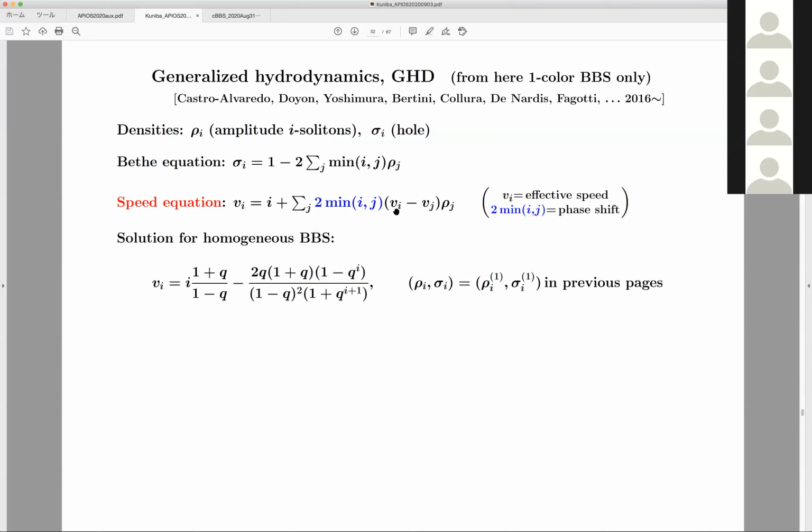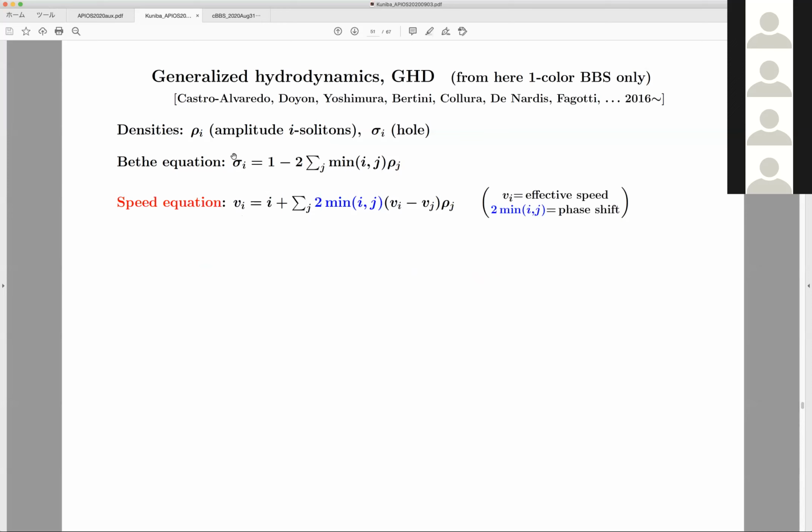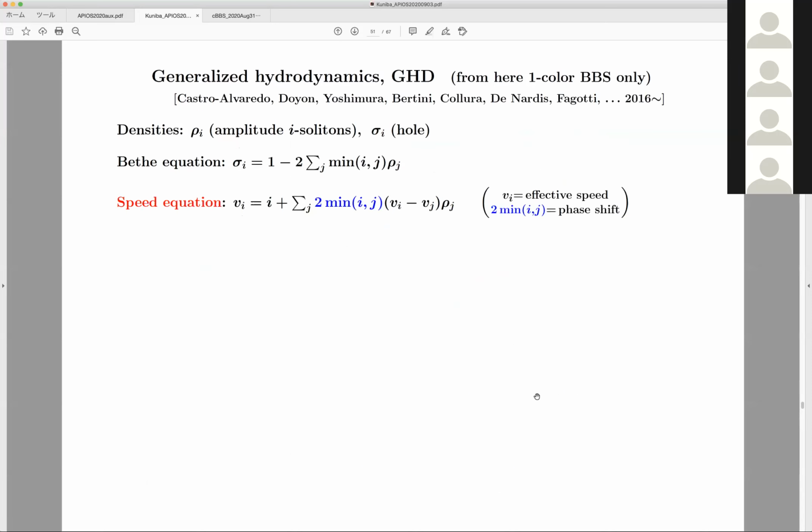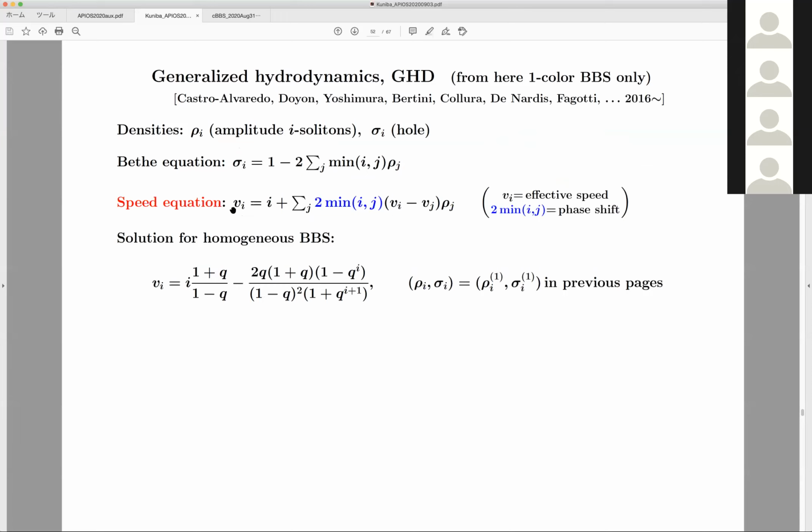And this factor represents how often the soliton of amplitude i encounters an opponent in collision with amplitude j, using the density of this j soliton and their velocity, because this frequency depends on the relative velocity of the two solitons. So this is a closed system of equations for the effective velocity v_i given these densities, which was determined by this limit shape program. So I input such results and try to find the solution for the effective speed. And then this is the result.